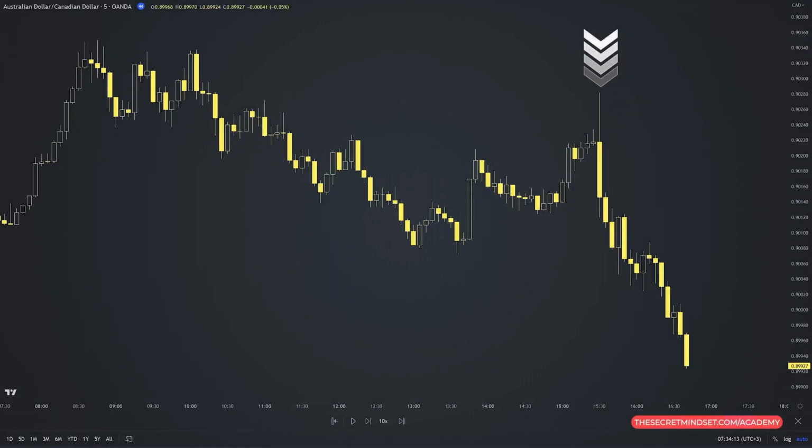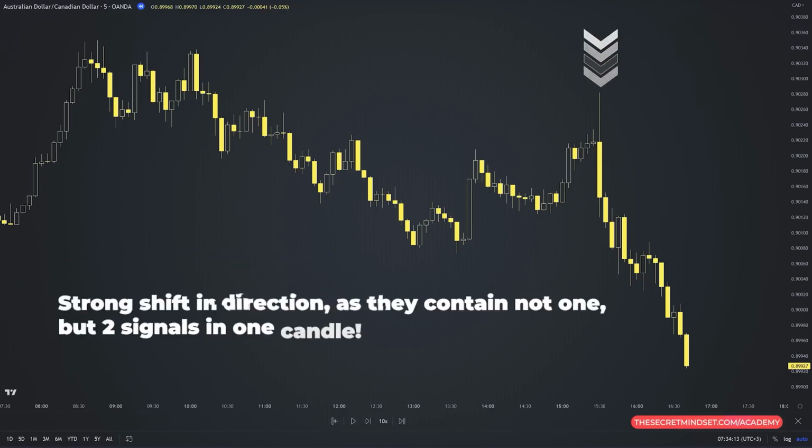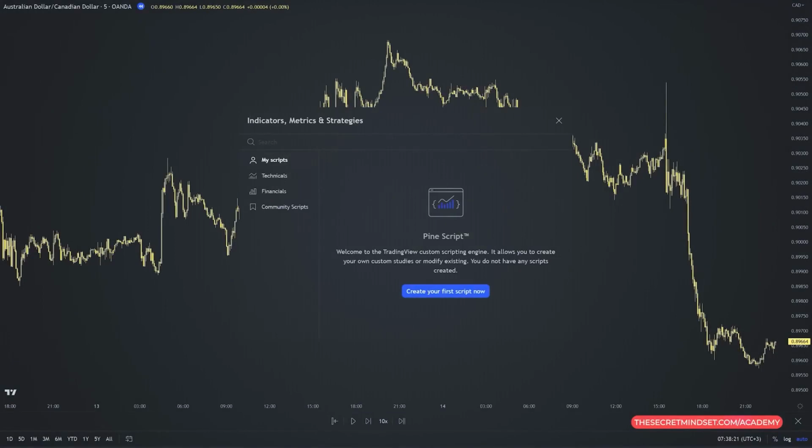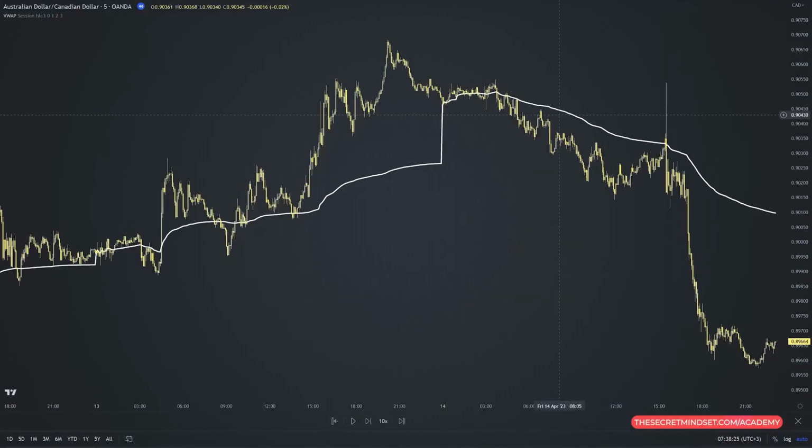The engulfing pin bar is one of the best triggers to scalp or day trade, just as momentum is picking up. These candles indicate a strong shift in direction because they contain not one, but two signals in one candle. This pattern, in combination with the VWAP, will offer pretty decent scalping setups.